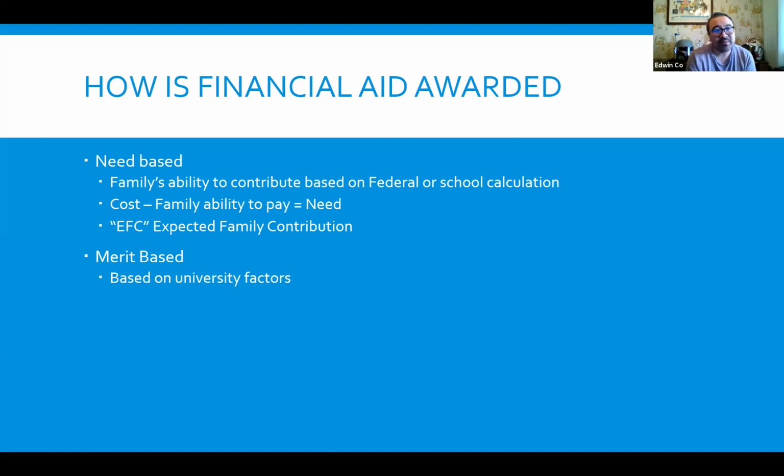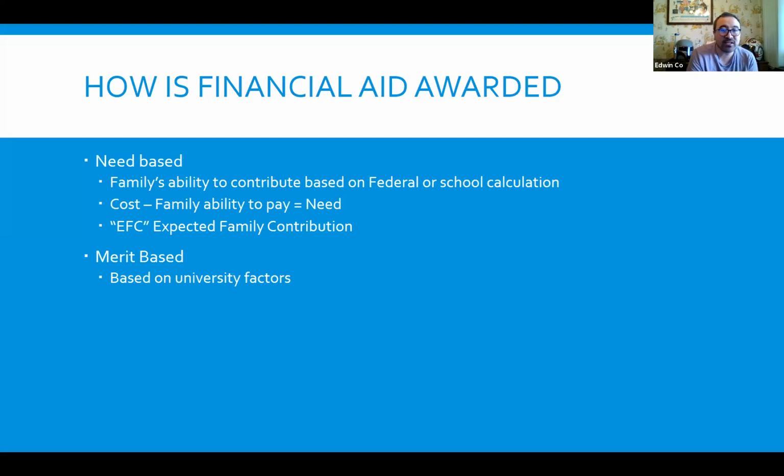All right, they're going to subtract your family's ability to pay, whether it be the EFC or their own calculation. The leftover, the cost minus your family's ability to pay, is equal to need. That's how much they're trying to package for you. That's the amount they're trying to create for you based on grants, scholarships, loans, and work study. Okay. That's what they're trying to calculate for you in the financial aid award letter, right?